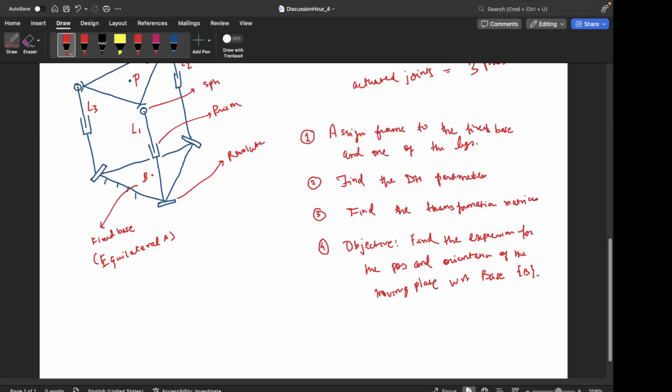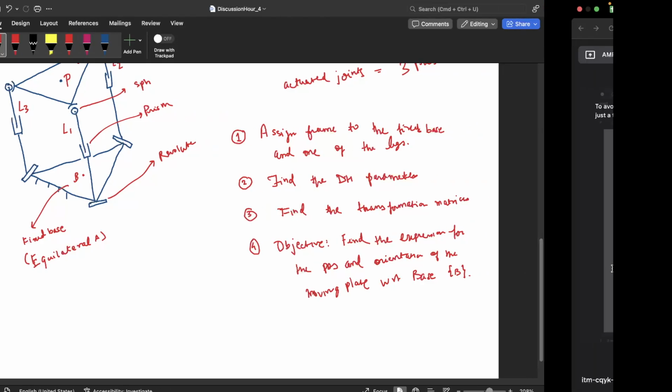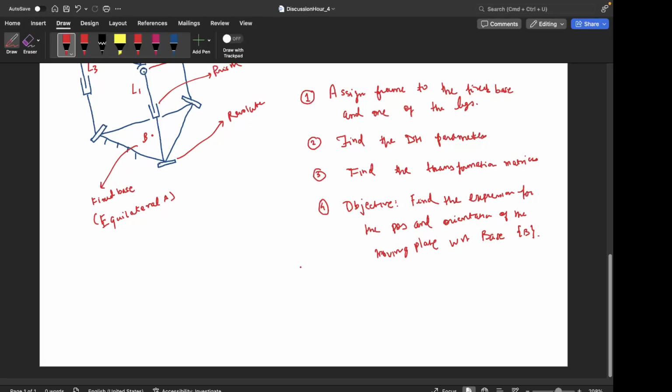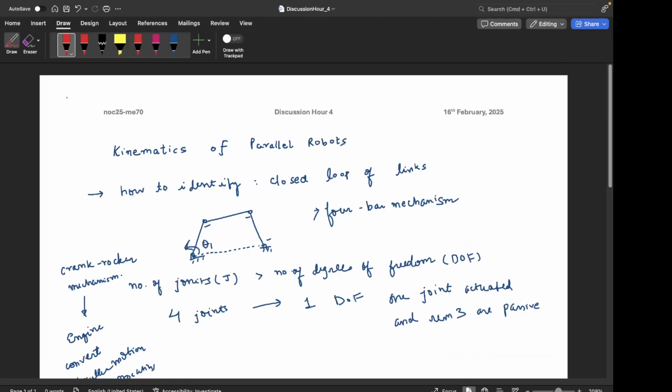Okay, so let's continue and do the first step, and I would say the most crucial step of this process, which is to assign the frames. Since it's not a planar mechanism, I would draw the images from different perspectives in order to give you a better picture of how the frames are assigned, and an intuition of how things are moving. So just let me know if something is confusing at any point in time.